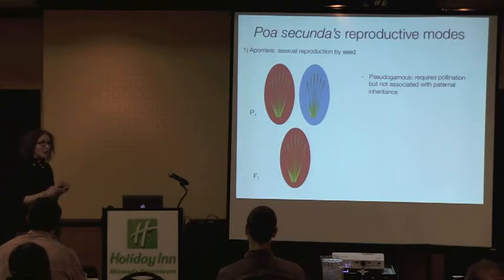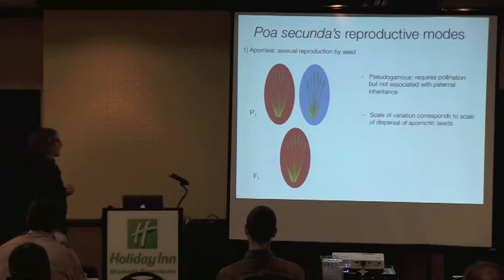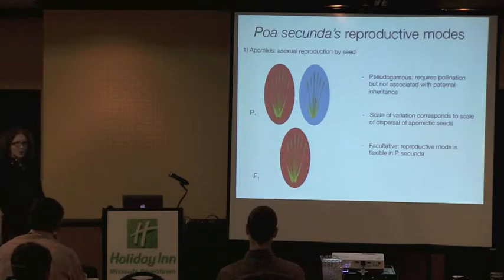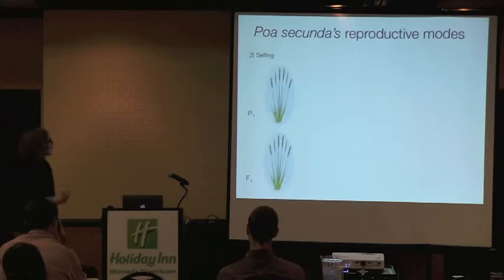That's important when we're talking about how genes move through space and time, because the scale of variation is going to correspond to the scale of dispersal of the apomictic seeds. We don't have pollination happening here, so the scale of variation corresponds with dispersal. It's important to note that this is facultative, so POA is not dependent upon this exclusively. POA can also self, which is a source of genetic variation in POA.